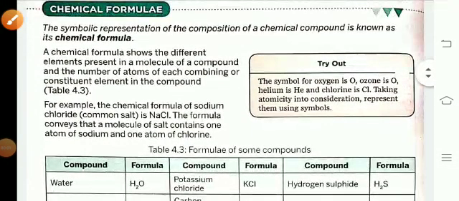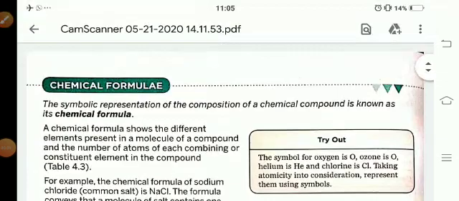Welcome students to the science class, Lesson 4: Chemicals and Chemical Changes. In this class we will study chemical formula, valency, and writing a chemical formula.